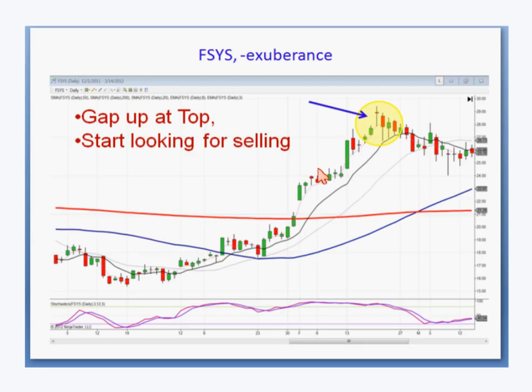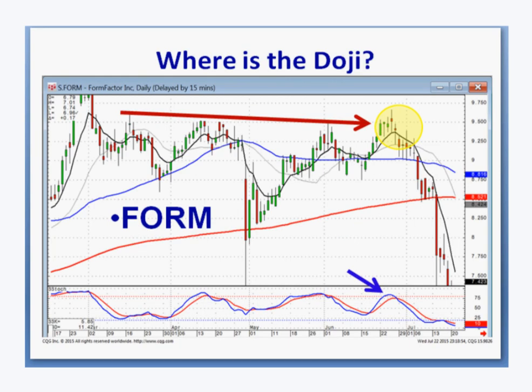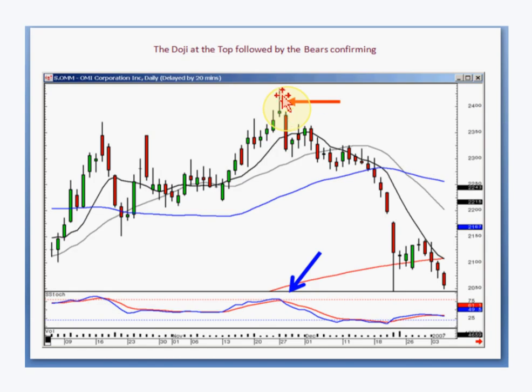So the doji represents indecision, especially when you start seeing them gap up at the top. You can also analyze anything else that's on your chart. Where are the resistance levels? What's happening at those resistance levels? You're in the overbought condition. You're seeing a bunch of dojis at the resistance level. It's getting ready to tell you to start taking your profits.